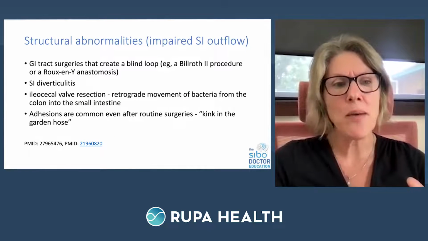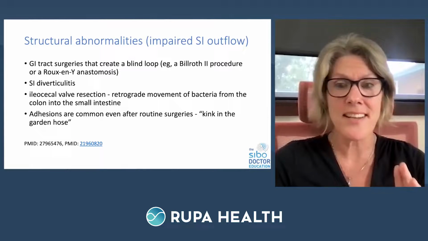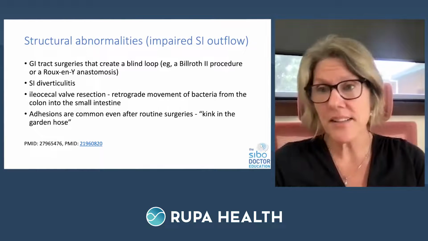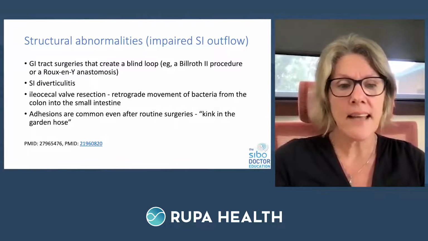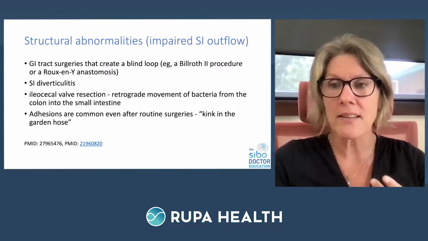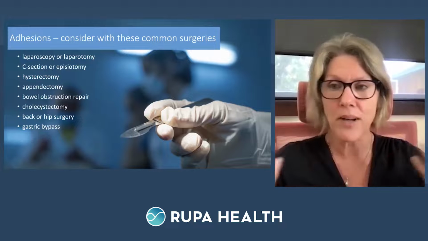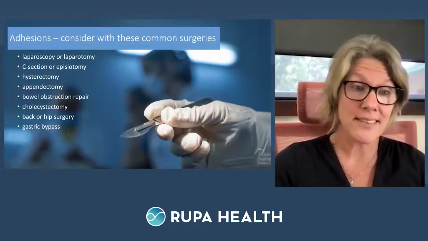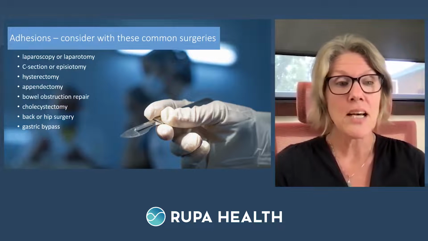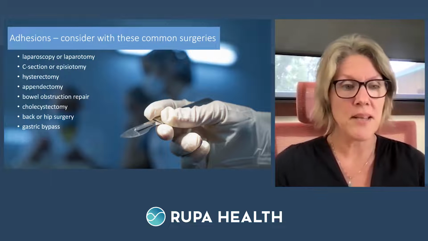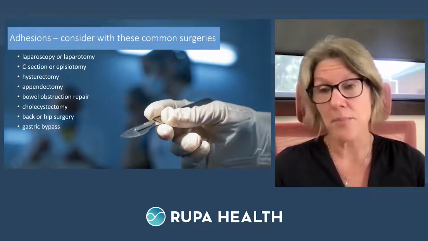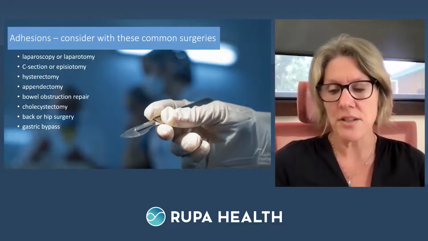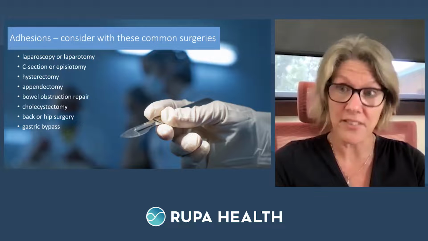The structural abnormalities, also don't forget small intestinal diverticulitis, people that have had GI tract surgeries, anybody with an ileocecal valve resection. And then just remembering that a lot of the surgeries, we kind of forget that a patient may have had that, like a laparoscopy even, or a C-section, or a hysterectomy, an appendectomy, bowel obstruction repair, cholecystectomy, back or hip surgery, and a gastric bypass. So these are pretty common surgeries that we see. And just remember this whole adhesion connection that can be an underlying cause to SIBO.